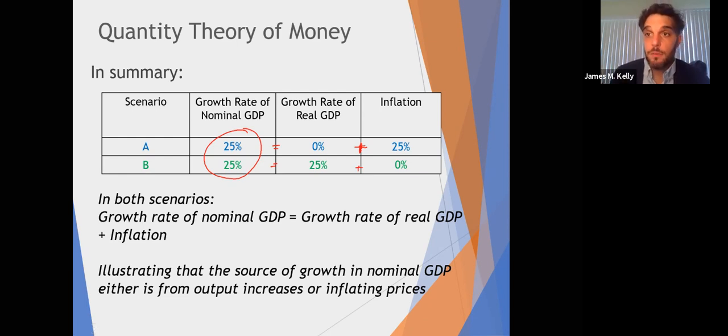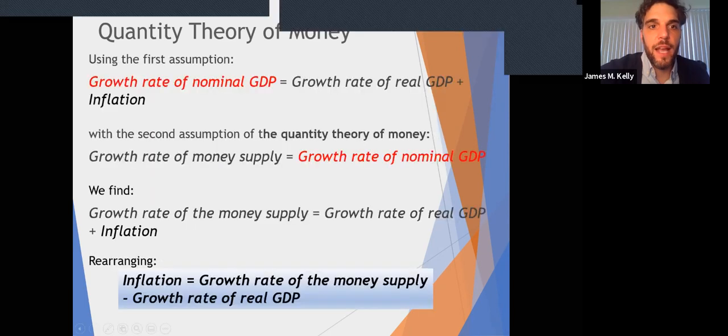Okay, and this is the point of the example, to prove that if there's growth in nominal GDP, it's either going to come from growth in output or growth in the price level. Okay. So that's the first assumption for the quantity theory of money, and it holds up. It's not that strong of an assumption. It holds up. It's tough to argue against. The second assumption, however, is not as clear.